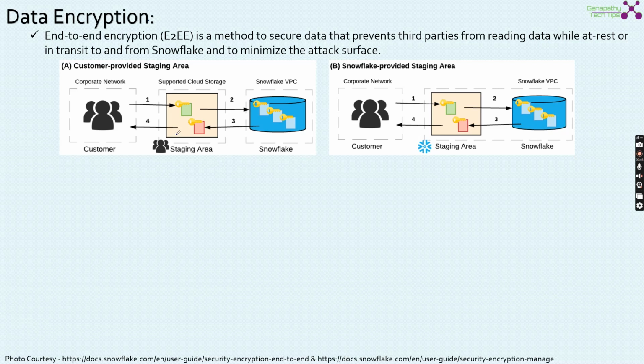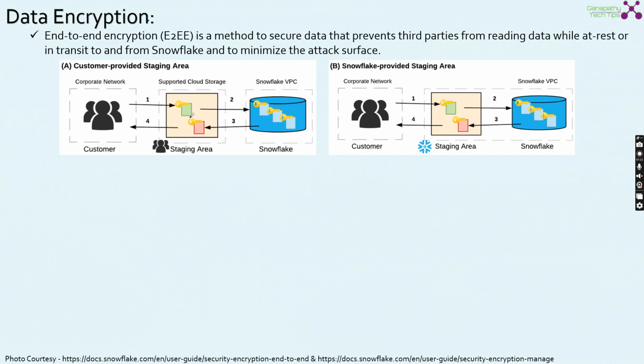Here you can see two diagrams. First, the customer provided staging area. If you are a user on the customer end, you will be storing the data in the supported cloud storage staging area. These are the external stages. Now, if you are placing the data, you can see the key symbol. Key symbol means everything is encrypted with this key. How the encryption works is as simple as it is. You will be utilizing the key, using that key you will be encrypting the data, and you will store the encrypted data. As simple as it is.